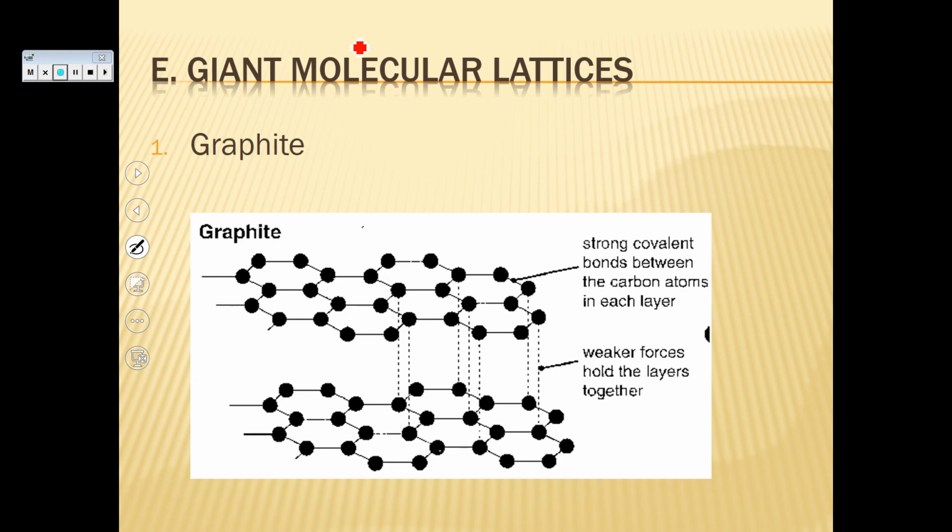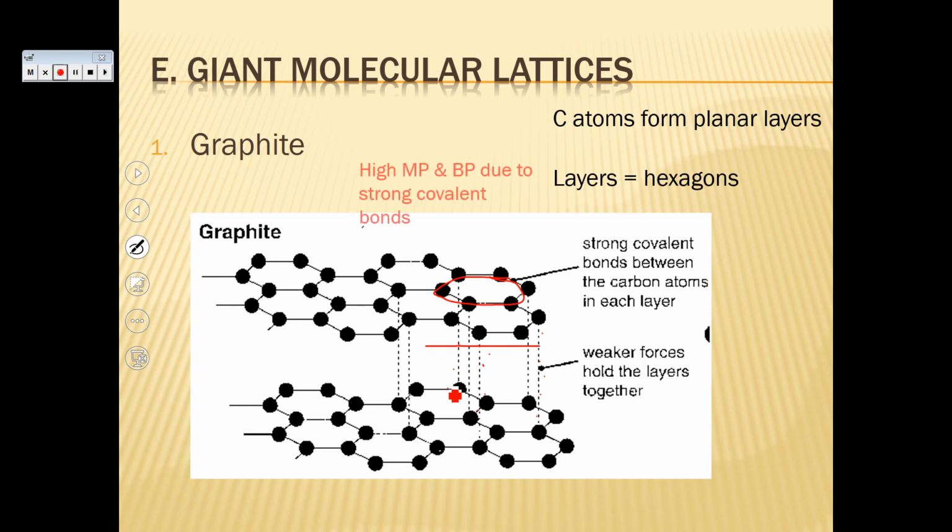And so this is another picture of the graphite. Remember, I keep saying there are strong covalent bonds between the carbon atoms in each layer, but then there are weak bonds that hold the layers together for graphite. The carbon atoms form planar layers. The layers are arranged in hexagons. Graphite has a high melting and boiling point due to strong covalent bonds. Its softness is due to the weak forces holding the layers together.